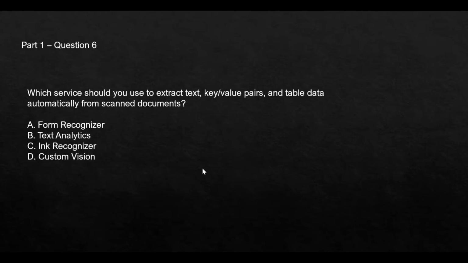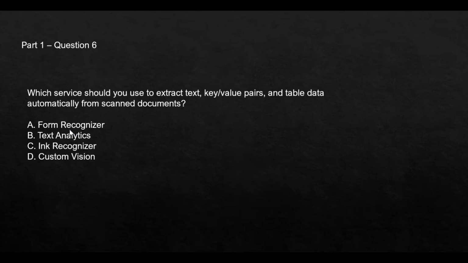So this question is saying that you already have scanned documents, and you want to extract text, key value pairs, and table data from them automatically. Which service would help you do that? Now let's look at Ink Recognizer first. This service is decommissioned. The Ink Recognizer API was decommissioned on January 31st 2021, so this is no longer valid.